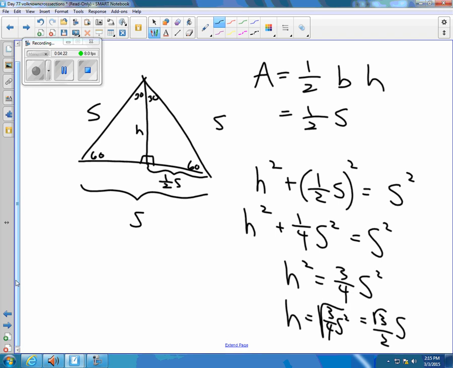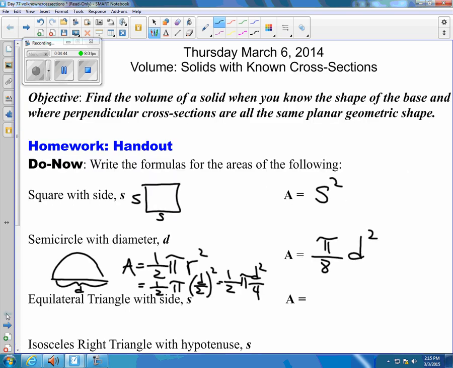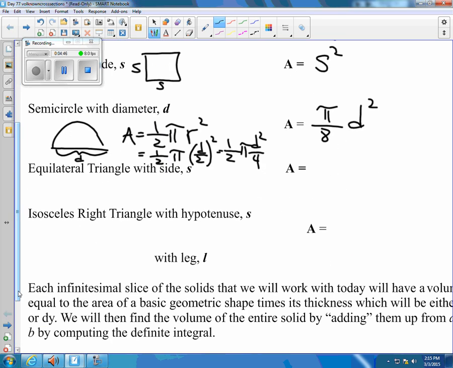So now to get the area of our equilateral triangle, we said it was 1/2 the base, which was the side, times the height, which is rad 3 over 2 times s. We get the area of an equilateral triangle is equal to rad 3 over 4 times side squared. We're going to put that back. And again, you just have to know these, but it's always nice to know where they come from.